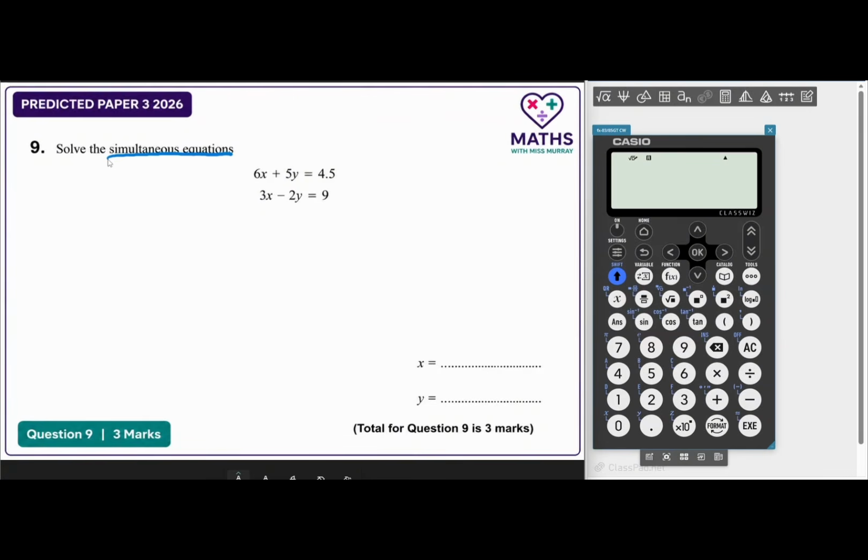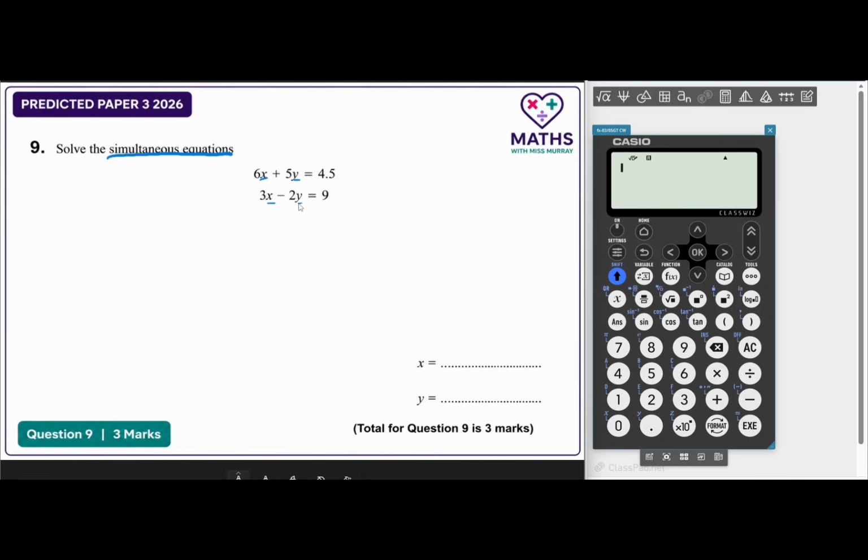So anyway, simultaneous equations, it means the value of x here and here are the same and the value of y here and here are the same. So the idea is you want to get either the x's or the y's the same so that you can eliminate one of those variables. You can get rid of x or get rid of y, so you can solve that first.